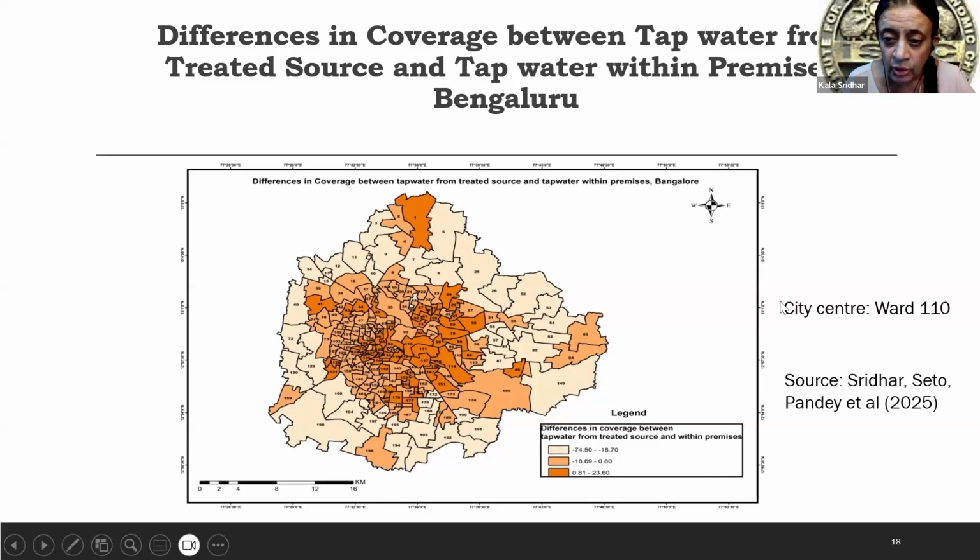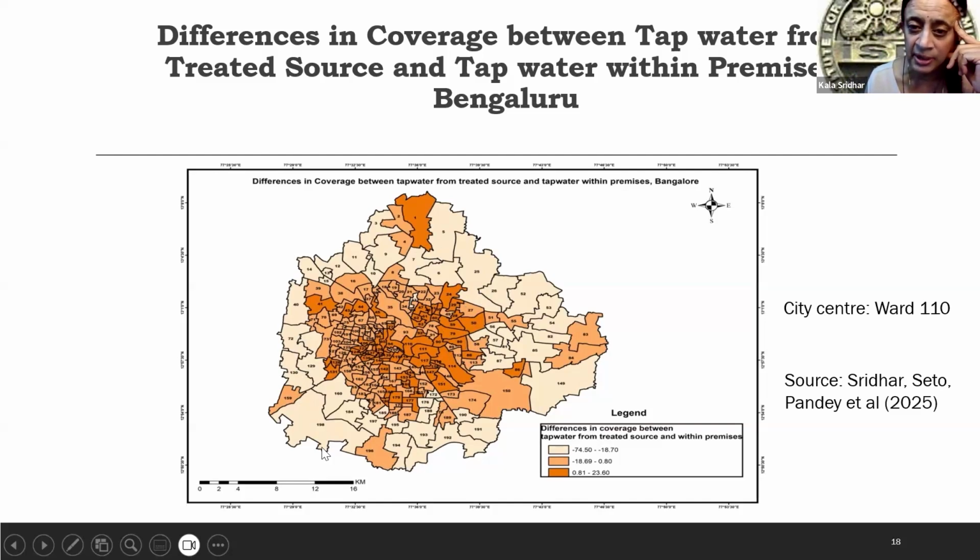So here what you find is, the dark shades are the ones which had tap water from a treated source, which was greater than the tap water within premises, the extent of this access for households. And you find that primarily it is only the central parts of Bangalore. Again, this is Bangalore, the central parts of Bangalore that has better access to tap water from a treated source when compared to tap water within premises.